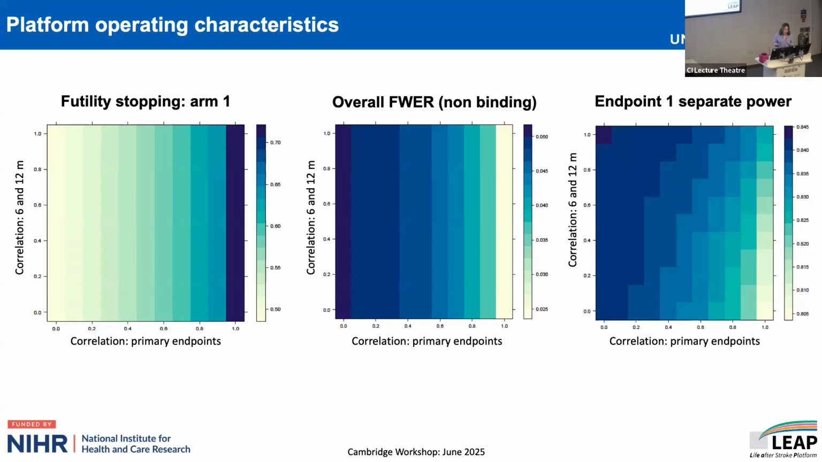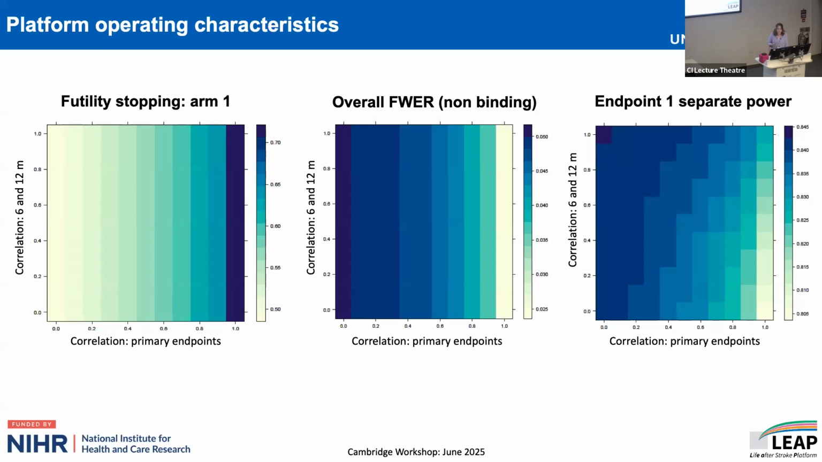And the first plot depicts the probability of stopping for futility, and the second, the overall family-wise error rate in the scenario where interventions are truly not effective. So in that case, we want a high probability of stopping for futility, and we want to limit our risk of making a false positive claim.